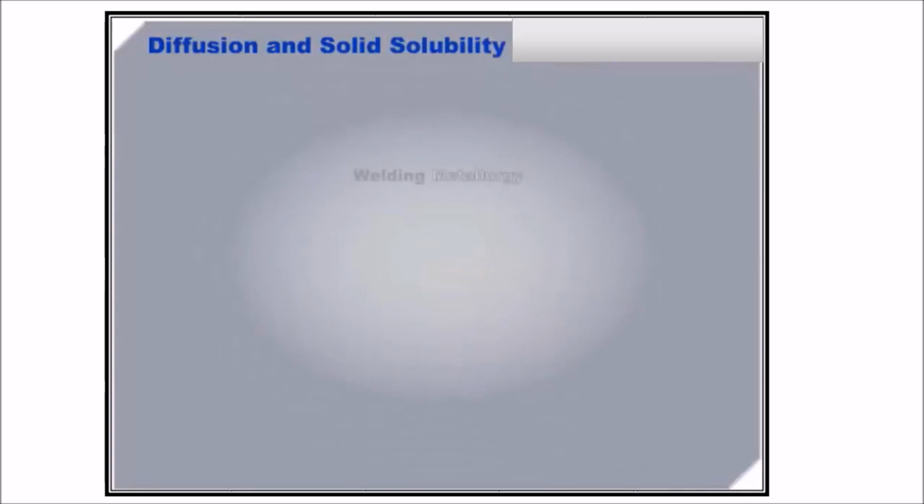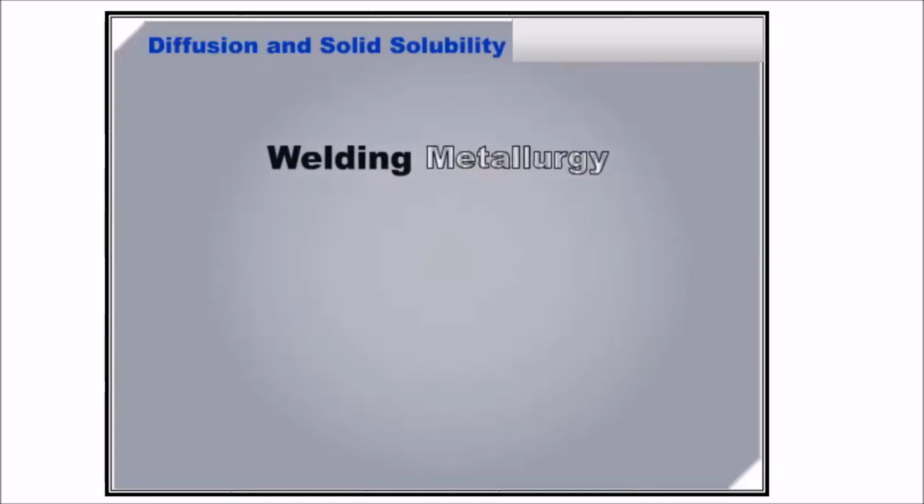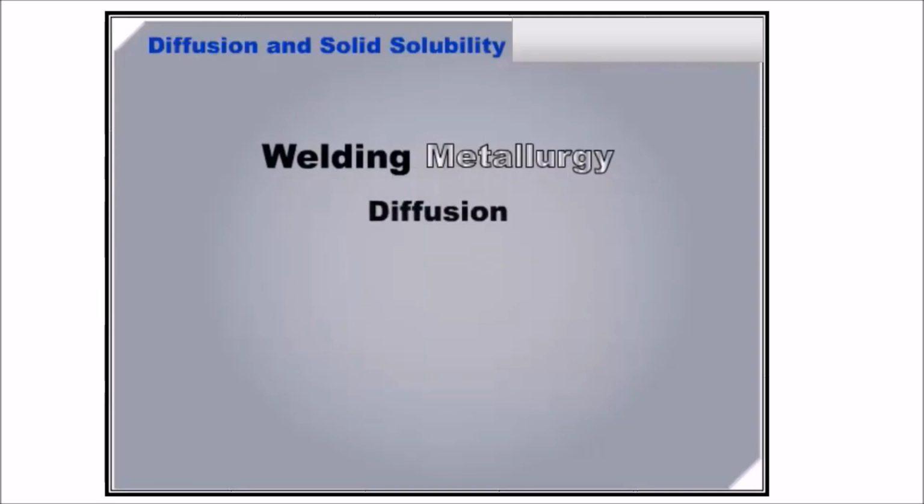There are two other aspects of welding metallurgy to be discussed, since they will also aid the employee's understanding of the physical principles involved in the various metallurgical changes discussed earlier. These are diffusion and solid solubility.